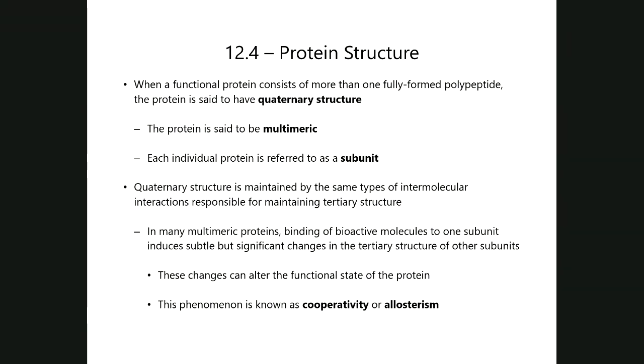So there's actually one more level of protein structure, which we call quaternary structure. Quaternary structure refers to when you have what we call a multimeric protein. So multiple fully formed protein structures, each with their own individual and fully established tertiary structure, come together and assemble, typically non-covalently, again through dipole-dipole, hydrogen bonding, ionic, London dispersion, that whole combination of things.